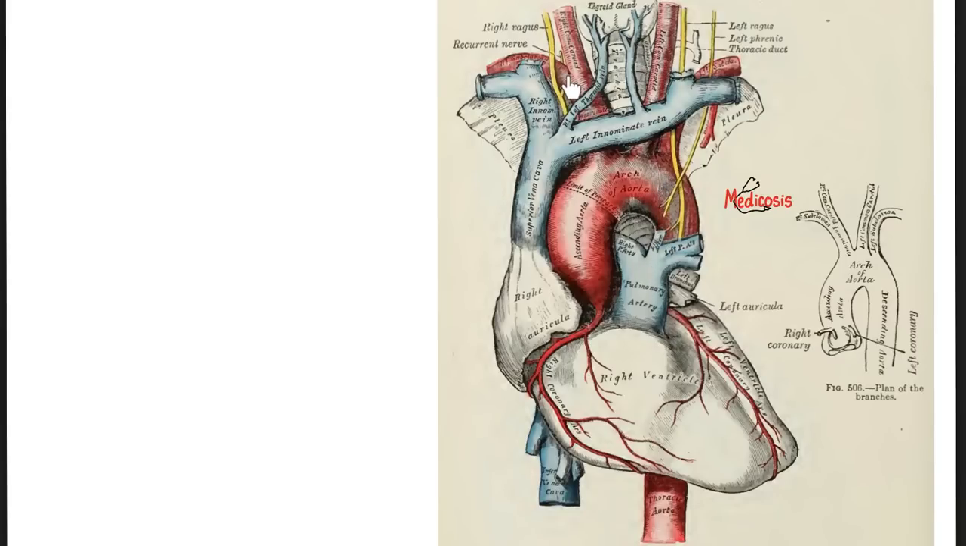And the answer is: the right subclavian artery is a branch of the brachiocephalic trunk, because the brachiocephalic trunk, which is the first branch of the aortic arch, is going to divide into a right subclavian artery for your arm and a right common carotid artery for your head.